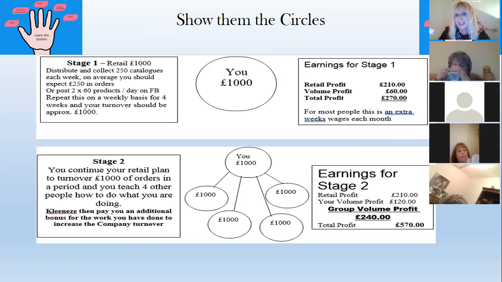Your group team, however, have all earned a £60 bonus, but they're on 6% and your group's on 12%. So guess where the difference goes? You earn the difference. And that's a group volume profit of £240, giving you a total profit of £570 in a 4-week period. And all you've done is show 4 friends how to earn money. And it grows from there.